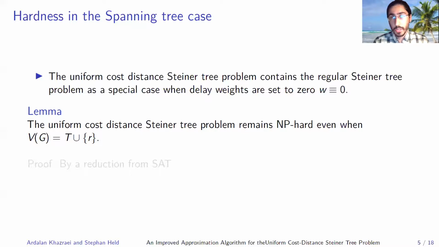What we show here is that in the general case where delay weights are not necessarily 0, our problem remains NP-hard in the case where the root and the terminals constitute the entire set of vertices for the graph, showing that the hardness also stems from the dual nature of the objective function and does not rely solely on the Steiner tree problem. And the way we do this is by reduction from satisfiability.